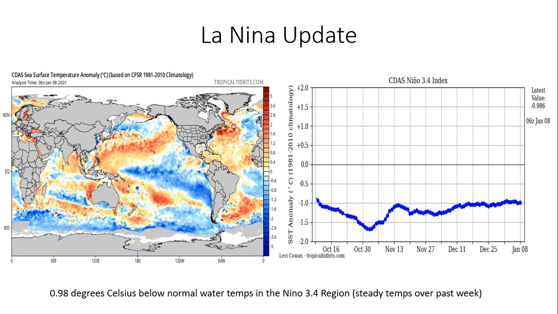And we're generally situated on the border between a weak La Nina, which is 0.5 to 0.9 degrees Celsius below normal, versus a moderate La Nina, which would run from a -1 to about -1.4. So we're right around -1 right now, right there on that border between weak and moderate La Nina.